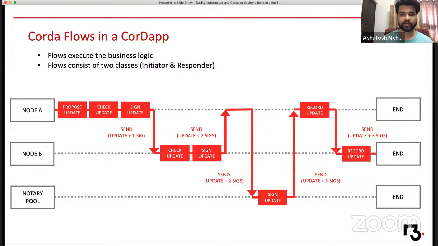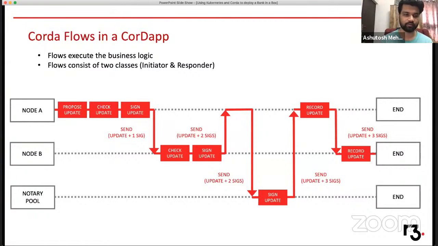So if you look at any flow, we are talking about distributed systems. Two different nodes, or Corda nodes, are interacting with each other. When I initiate a flow, I generally use the initiator flow, which is at the end of the node that is initiating the particular transaction, and then there will be others who will validate the transactions, right?